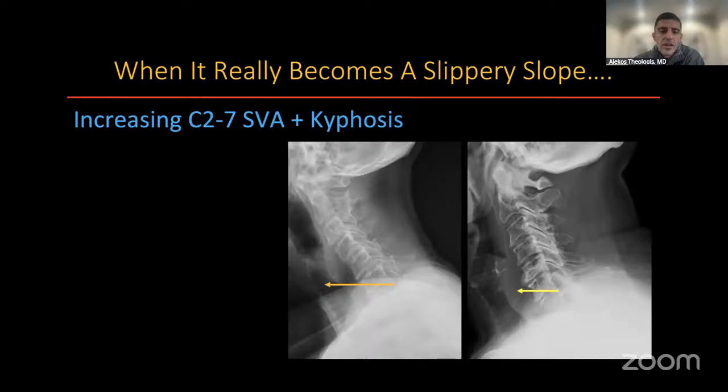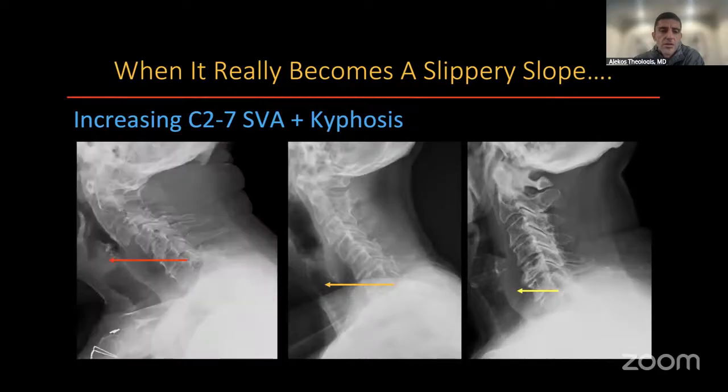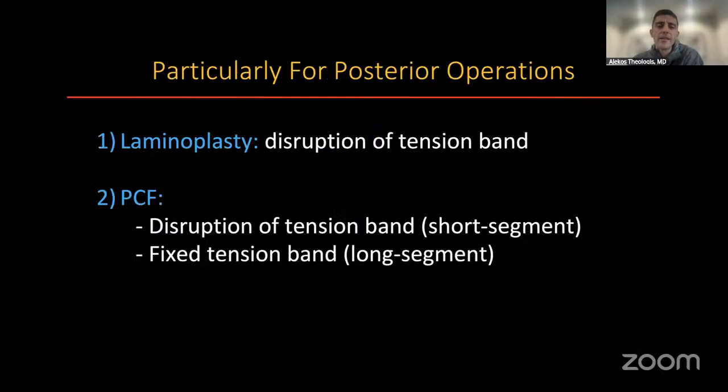So you can see these patients all with high T1 slopes and going from a mild head thrust anteriorly to someone who's nearly decompensated. And I wanted to chat about why these are particularly challenging for posterior-based operations. One, in both laminoplasty and posterior cervical cases, you disrupt the tension band, which is what's allowing them to keep their head up as is, but it's already compromised.